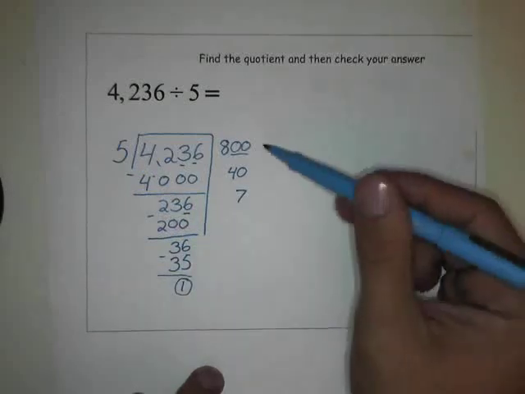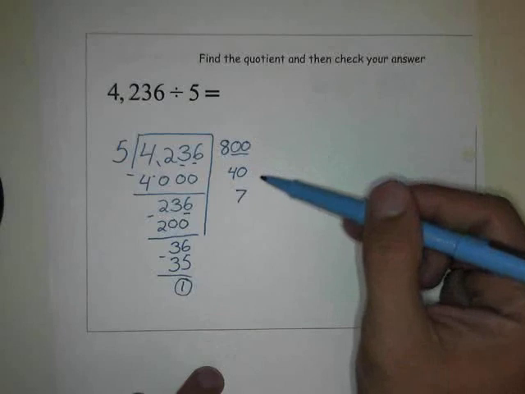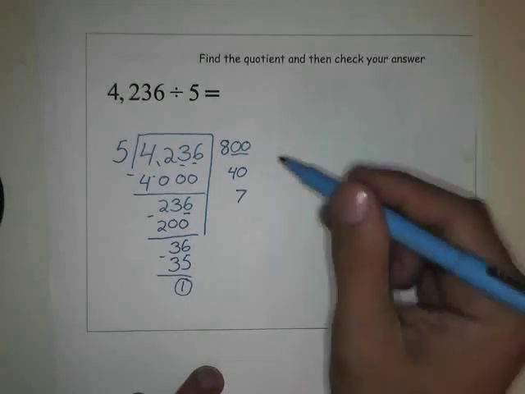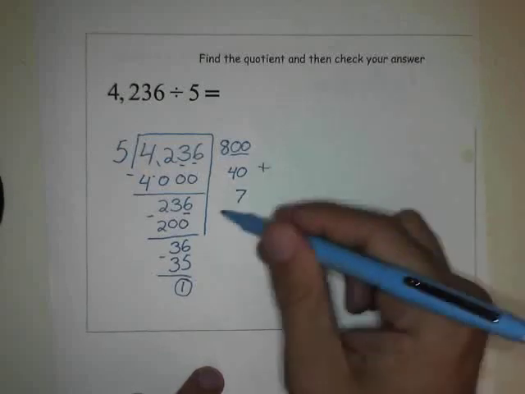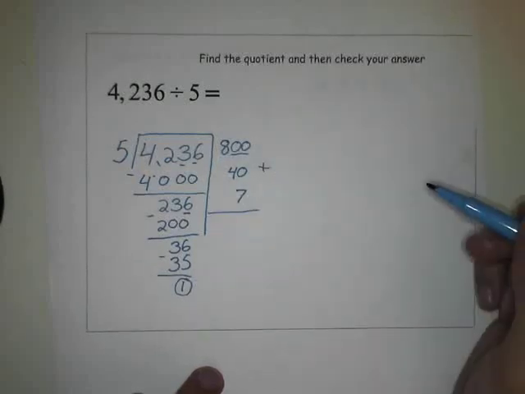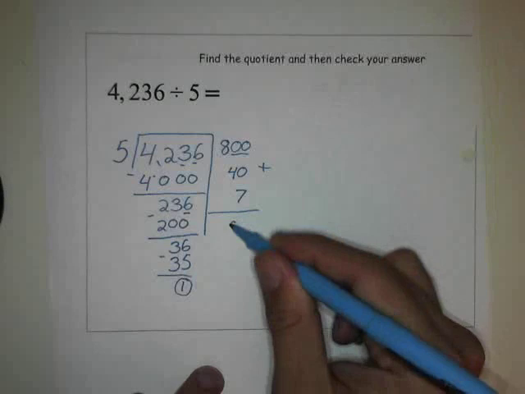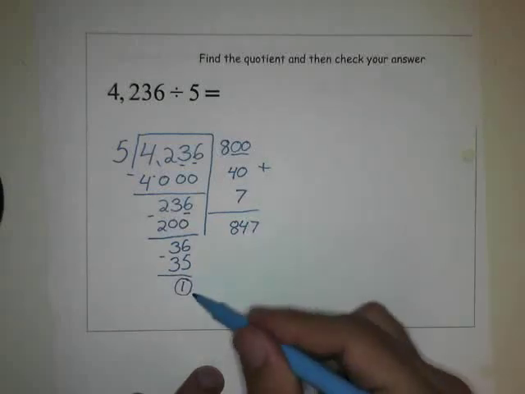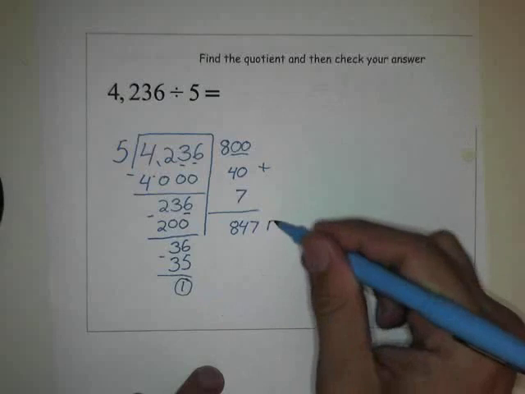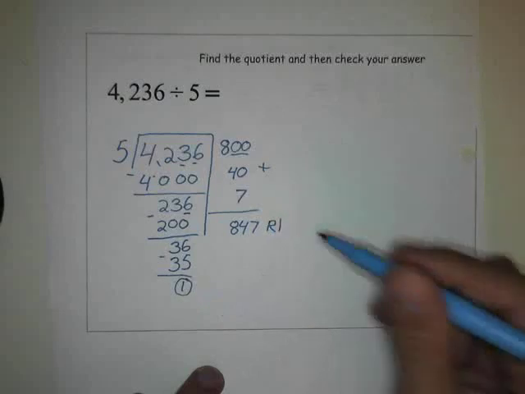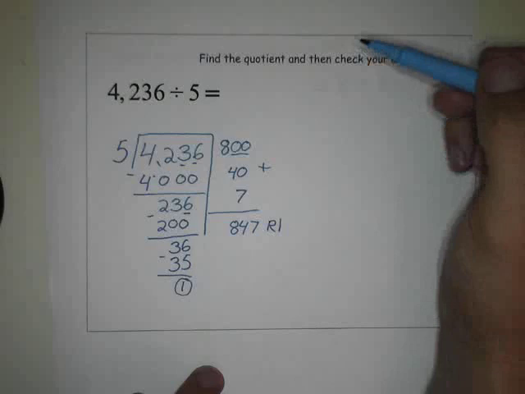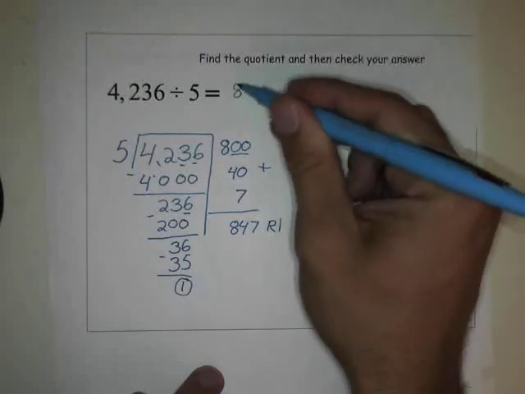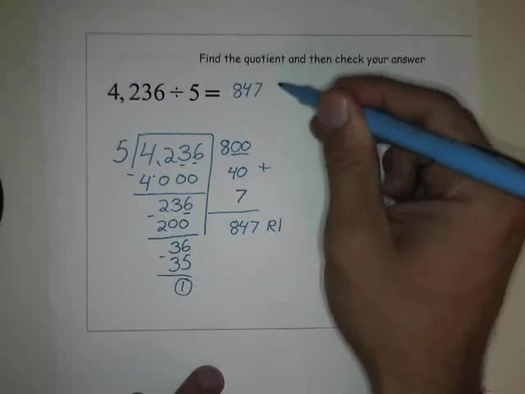So let's go back to our 3 partial quotients over here. Now the students know that once we have all of our partial quotients, we're going to go ahead and add all those together. So 800 plus 40 plus 7 leaves me with 847. And I can't forget my remainder, which is 1. I'm going to write it right here next to my quotient. And now I know that 4,236 divided by 5 is 847, remainder 1.